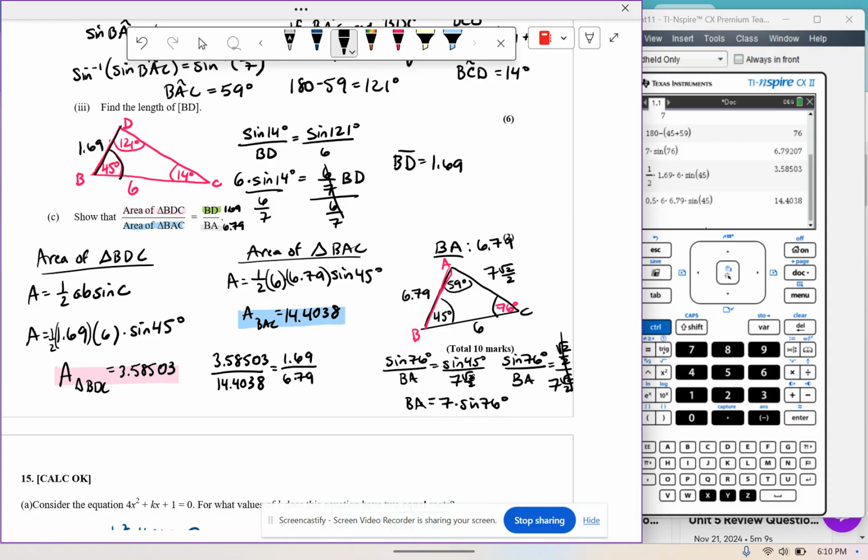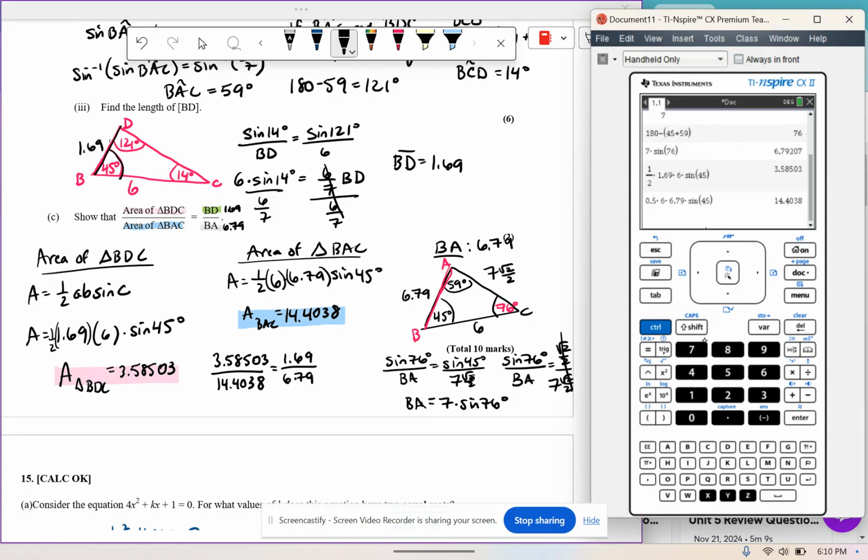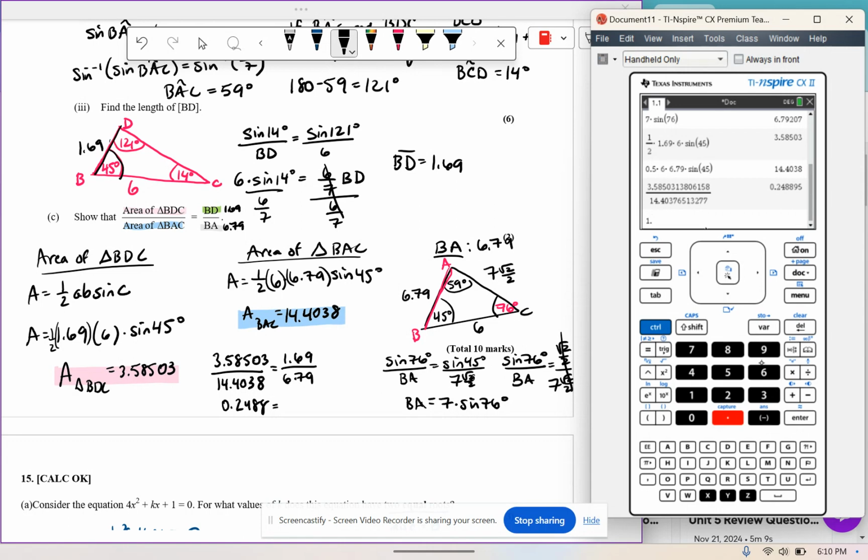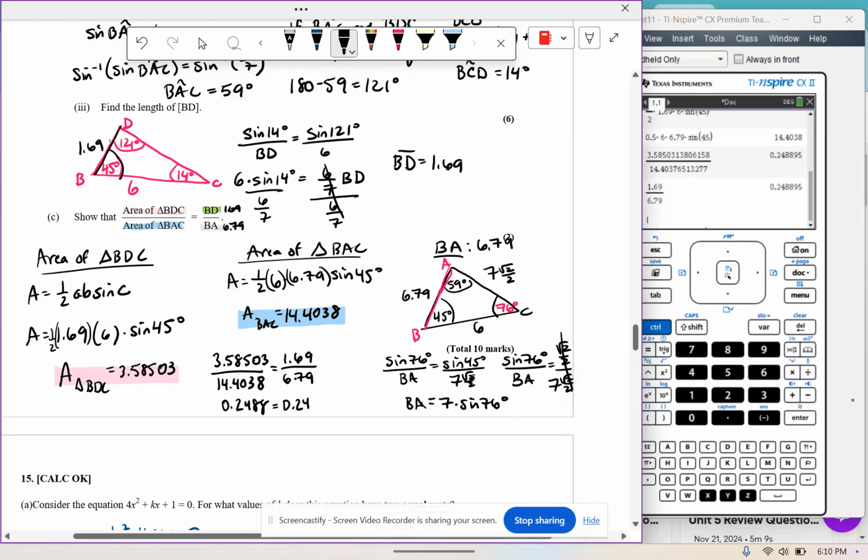So let's test what each side equals and then see if they are in fact equal. So I have this divided by this, and that gives me 0.2488. Let's test the other side. 0.2488, yes. We have proven that they are in fact proportional because left-hand side equals right-hand side.